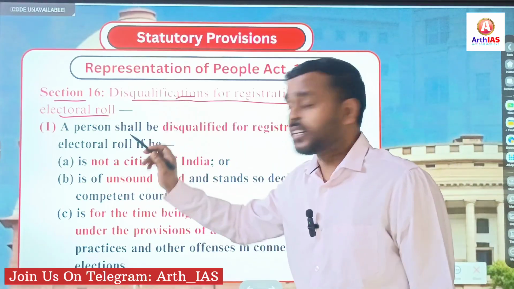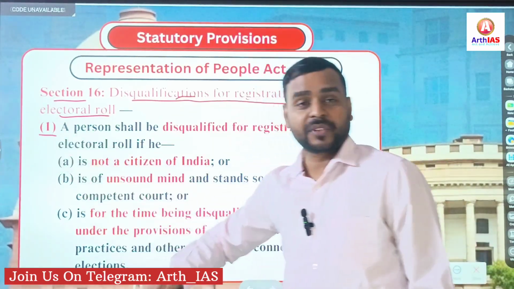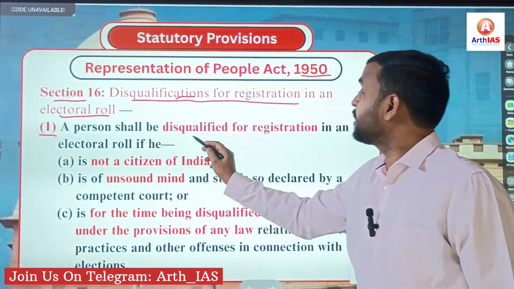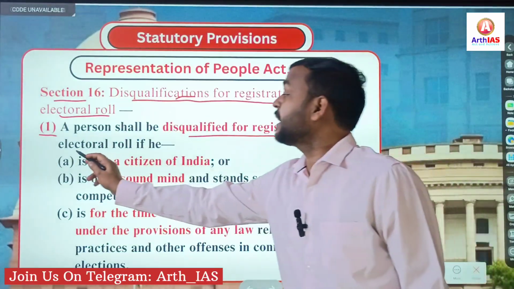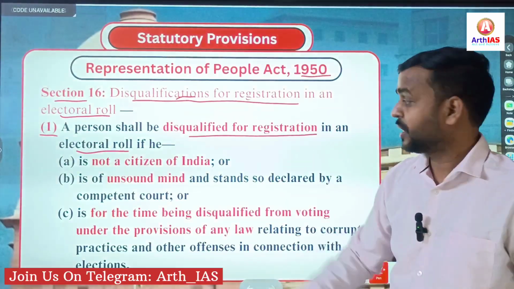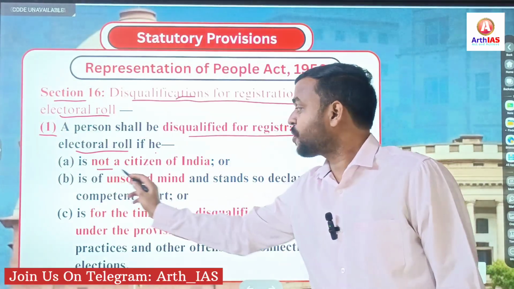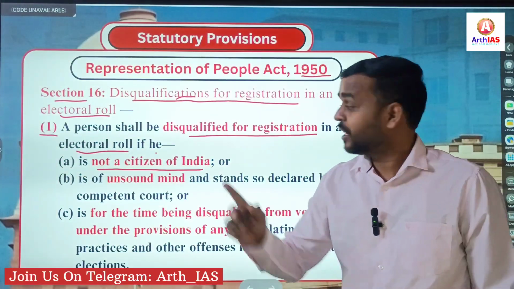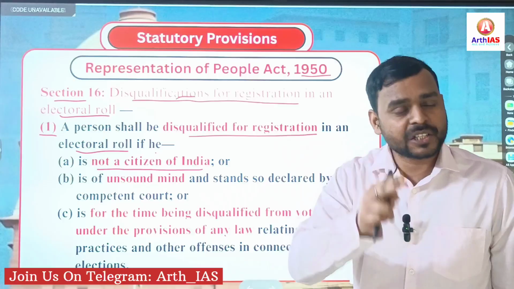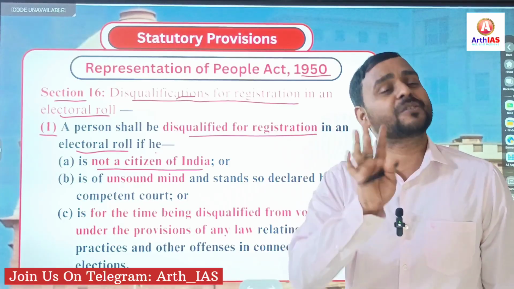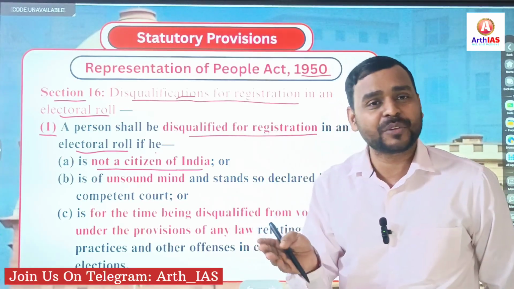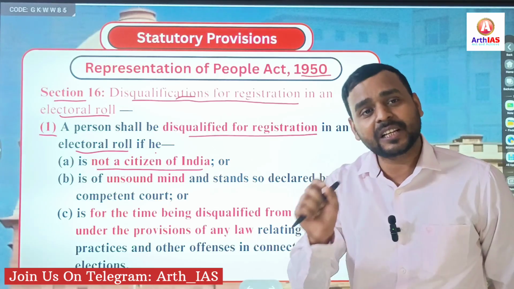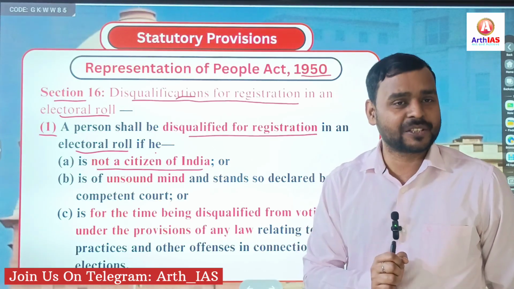Subsection 1 says a person shall be disqualified from registration in an electoral roll if he is not a citizen of India. Meaning if you want to get your name registered in the electoral roll, you must be a citizen of India. If you are not a citizen of India, your name shall not be registered in the electoral roll, also called the voter list.